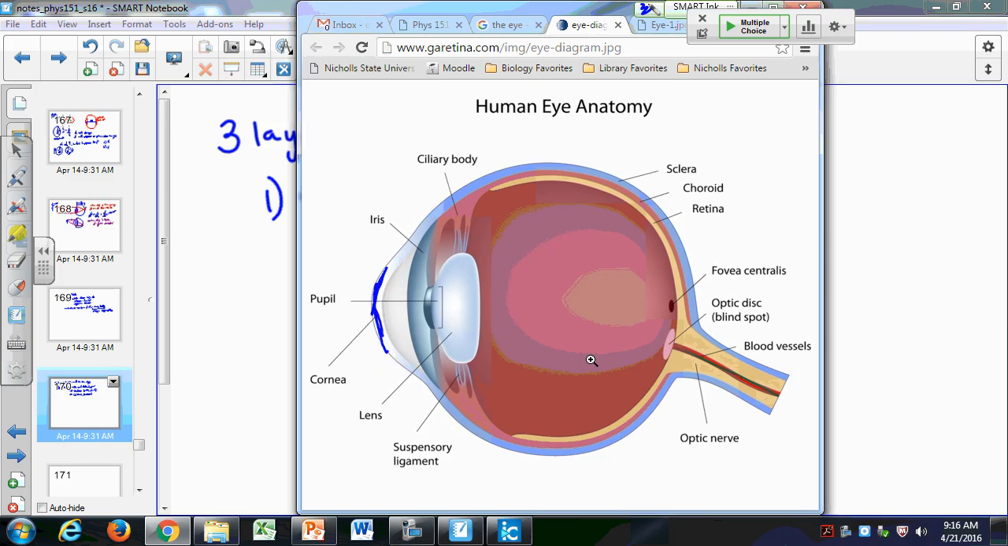This is our cornea, and as I said before, when light comes in, most of the bending occurs at the cornea. A little bit of bending might occur at the lens, but most of the bending, most of the refraction, occurs when you travel from air to our cornea, because the index of refraction is so much different going from air to the cornea.